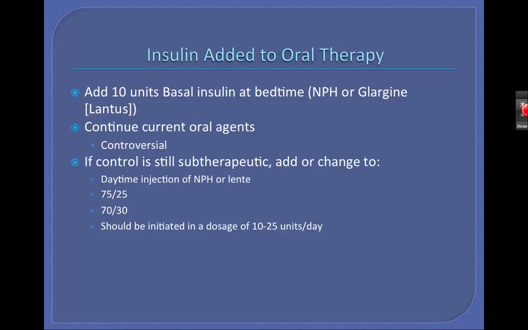So insulin added to oral therapy, you want to add 10 units of basal insulin at bedtime, NPH or Lantus. You want to continue current oral agents, which is, there's some controversy, especially with sulfonylureas. If control is still subtherapeutic, add or change to daytime injection of NPH or Lente, 75-25 or 70-30. This should be initiated in a dosage of 10 to 25 units a day.